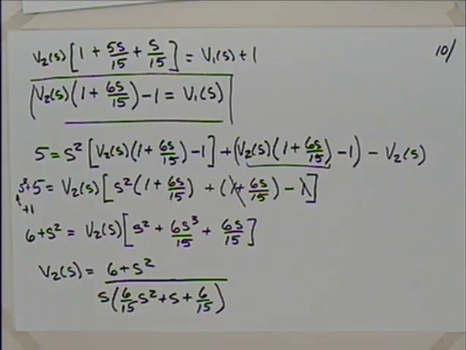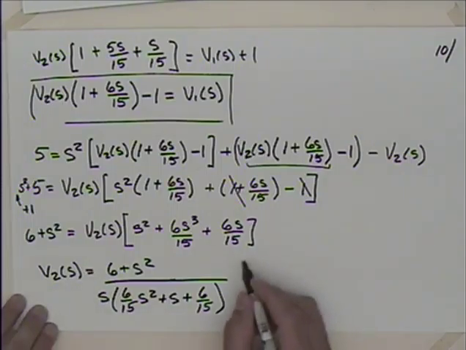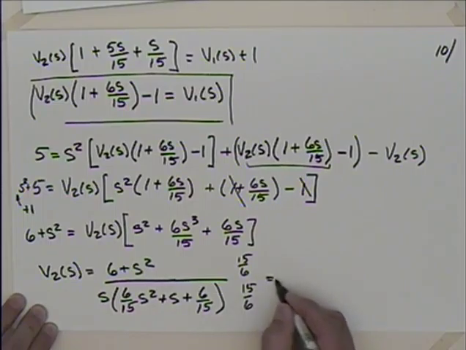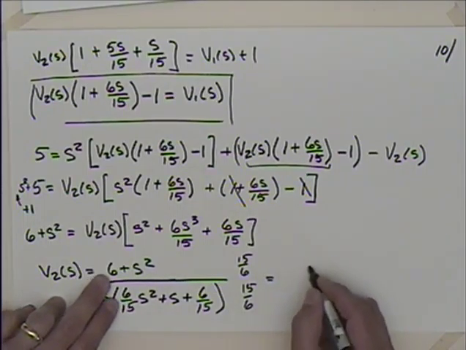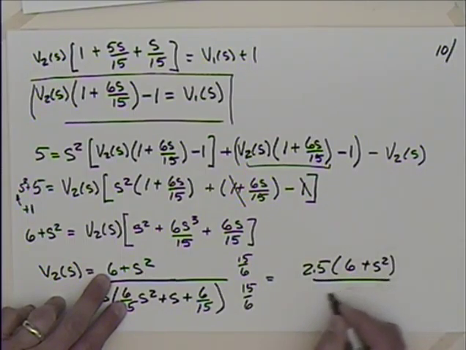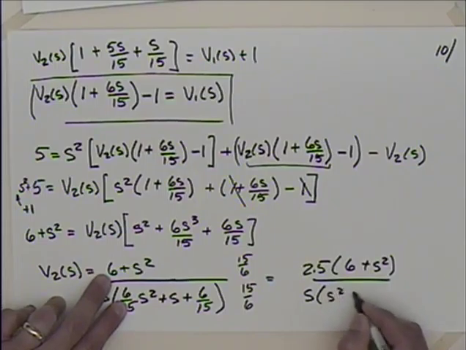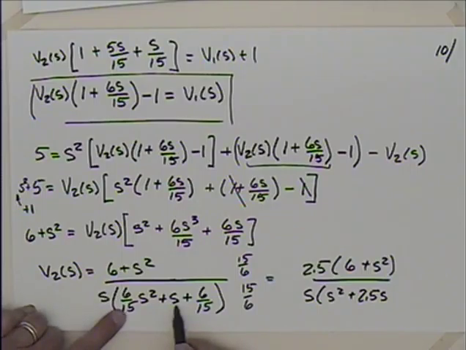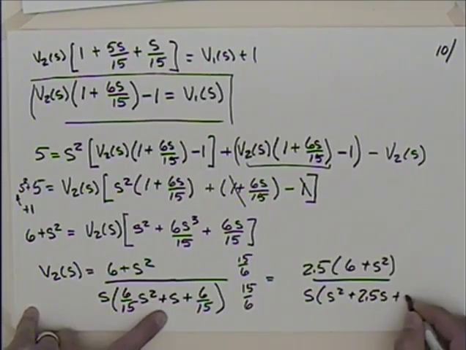Could probably do what? Multiply by 15 over 6. Is that right? Yeah. So 15 over 6 and 15 over 6. When you multiply by that, you come up with what? 2.5 times 6 plus s squared divided by s times s squared plus 2.5s plus 1. Is that right? Yeah.